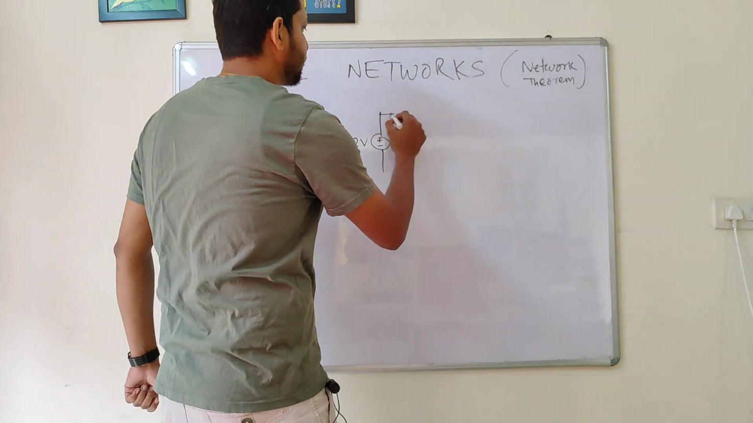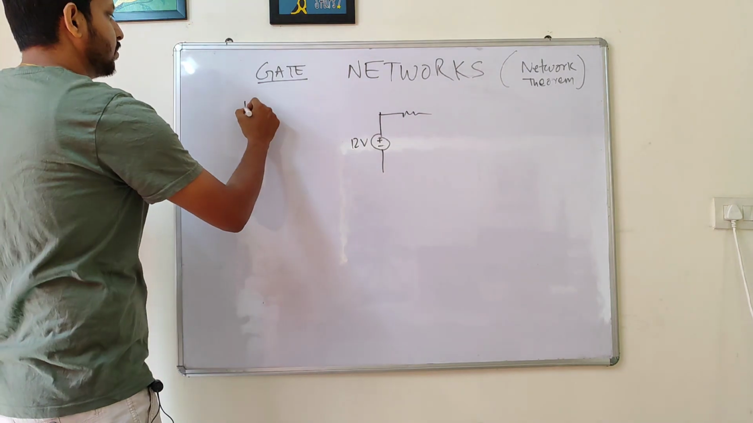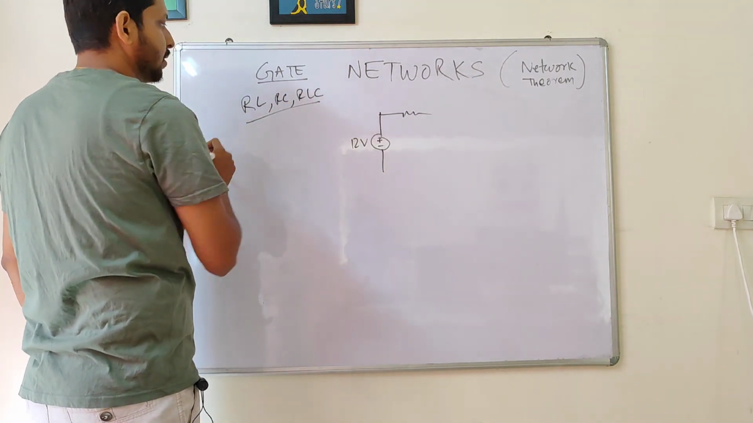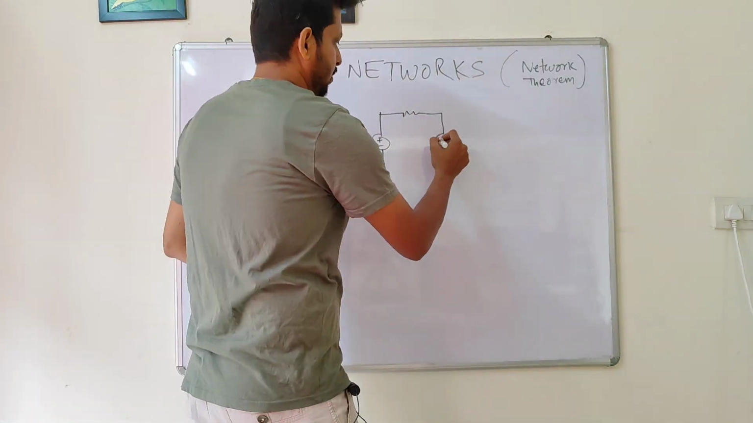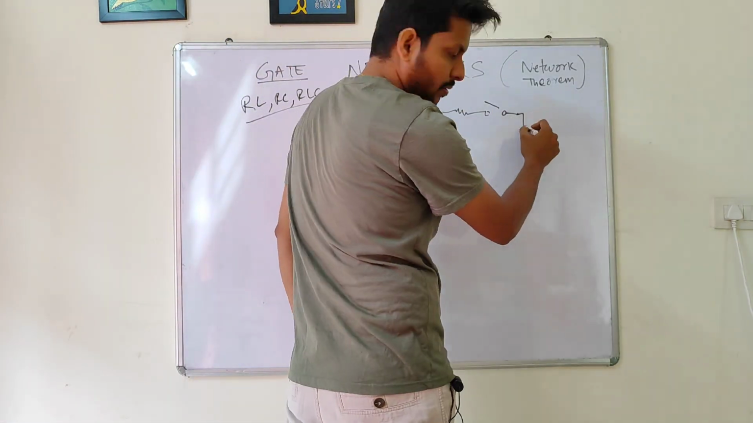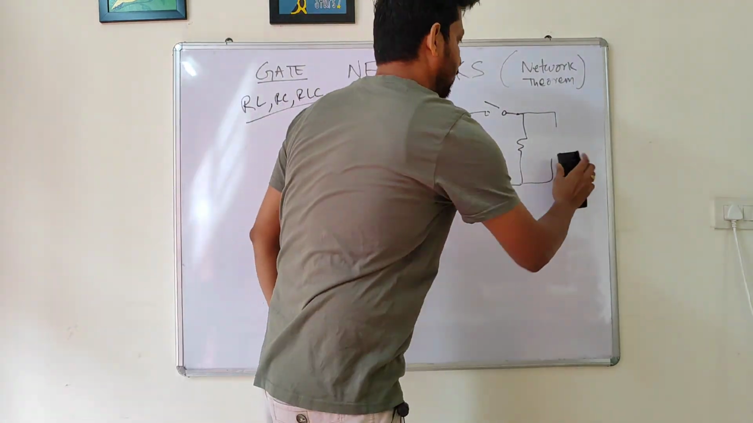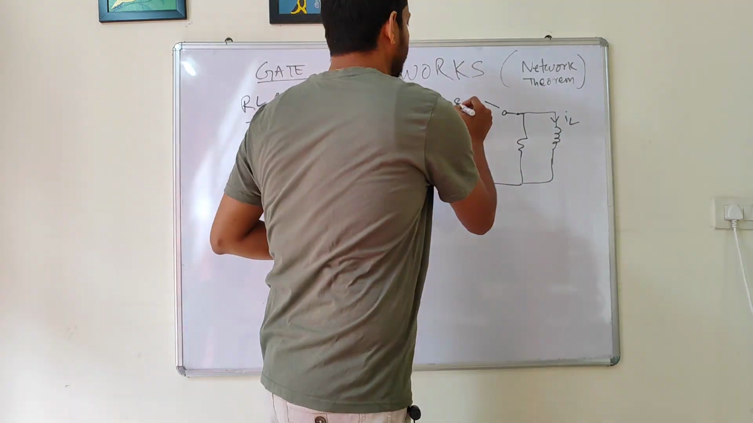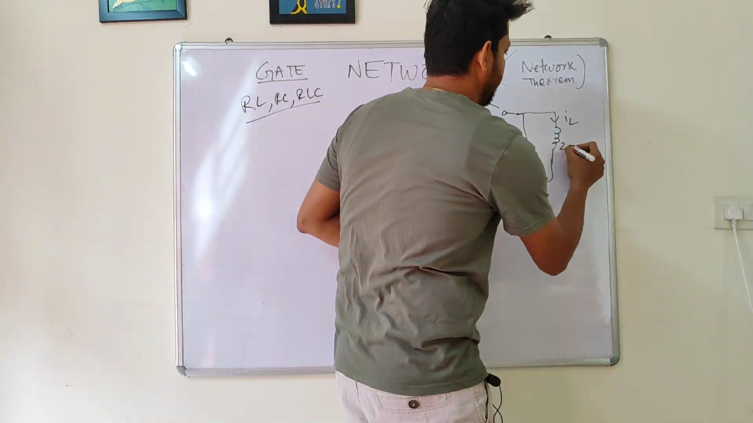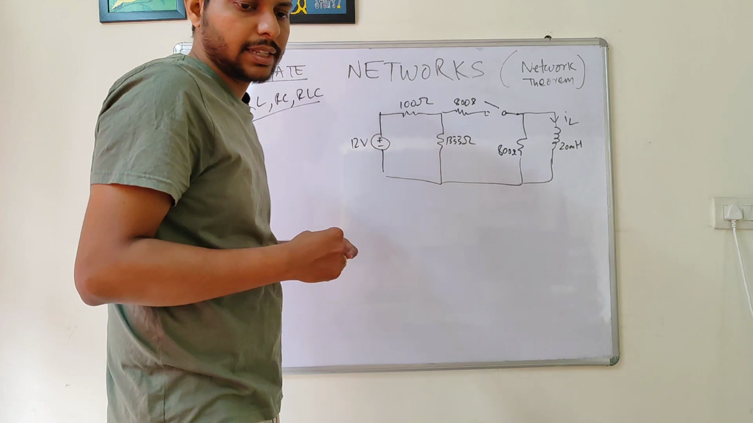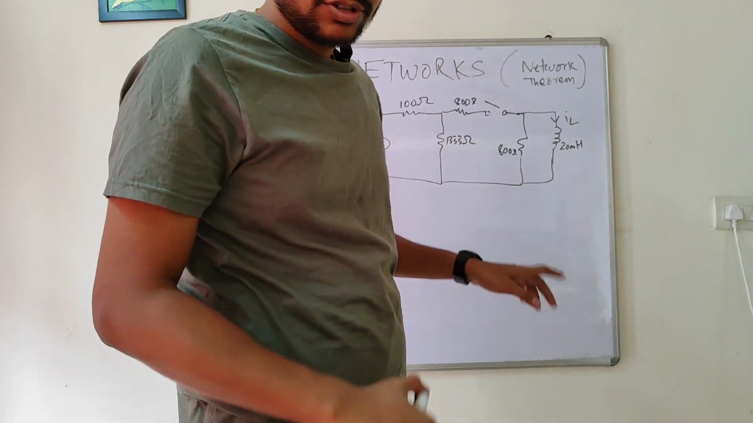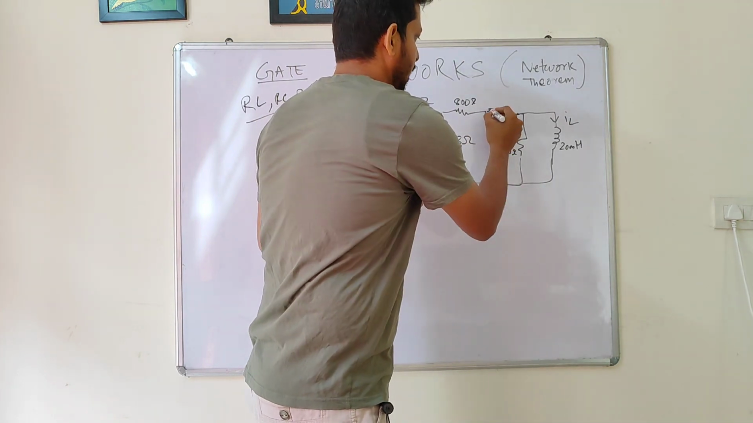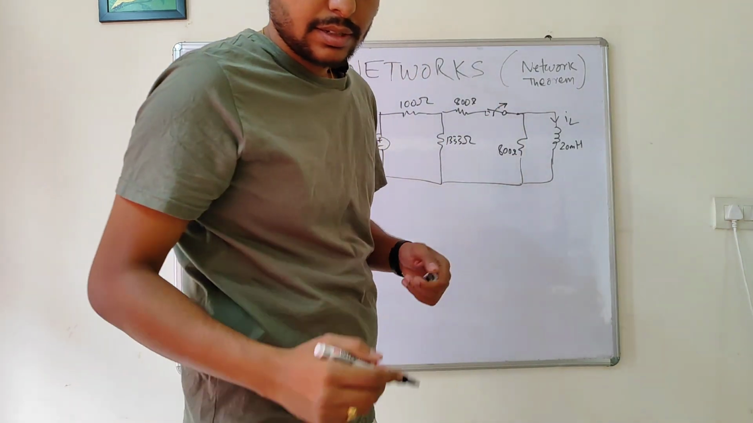Okay. So now we'll be solving a problem from the RL, RC or RLC circuits chapter. So this is the circuit and they are asking: in the following circuit, the 12 volt source has been applied for a long time. So this was connected earlier, now it's disconnected.